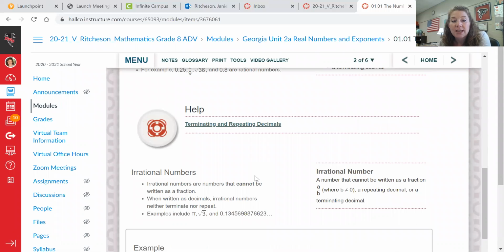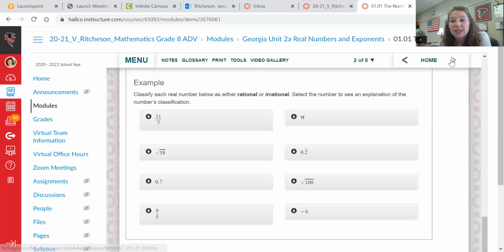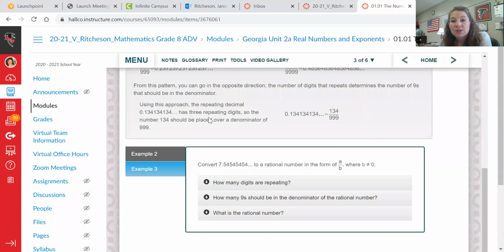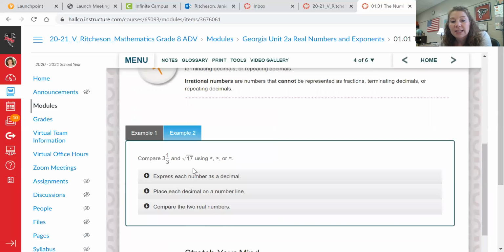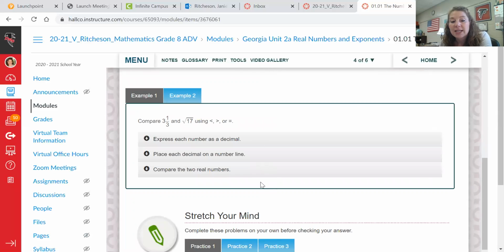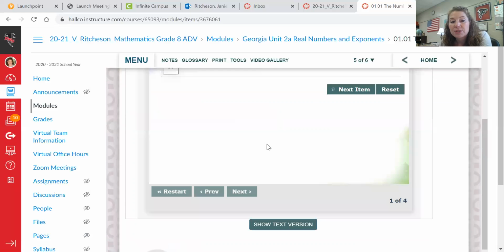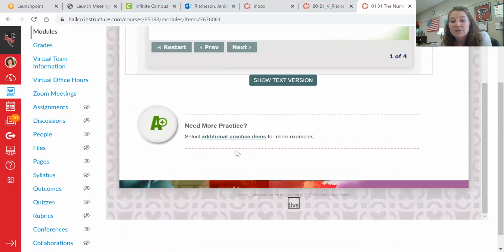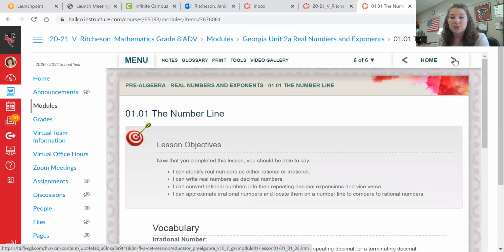Make sure you click on the help, make sure you look at the examples, make sure you try to classify each of them the way it tells you to, always check your answers. Look at the examples. Looking at the number line, stretch your mind, do those problems. Now here's your opportunity to practice some more. Type in your answers, hit next. It'll tell you if you're right. Even more practice, additional practice. Take advantage of all of those opportunities.